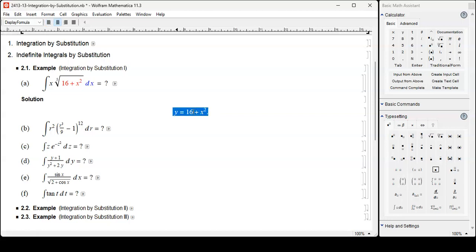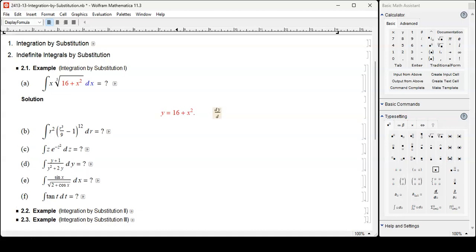Step 1, we substitute y as the inside of a composite function. Our aim is to substitute this dx as well, so we have to take the derivative. Remember, this d is derivative. So take the derivative, dy over dx is 2x. 16 is a constant, so that's gone. And then we have to solve for dx.